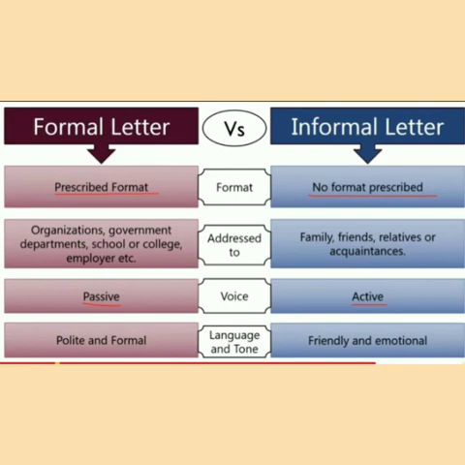Next, organization, government, department, school or college, employer, etc. So to whom we are addressing, whom are we going to write to? An organization, a company, a government department, school or colleges, we are writing to. Okay, so for informal letter, whom are we addressing? Family, friends, relatives or acquaintances. That is, we are writing to friends and relatives. We are addressing them.